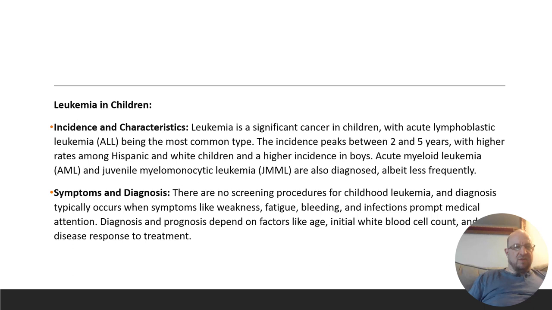Leukemia in children, incidence and characteristics. ALL being the most common type, usually peaks between 2 and 5 years, with higher rates among Hispanic and white children, and with higher incidence in boys. I'll let you look at that last line.